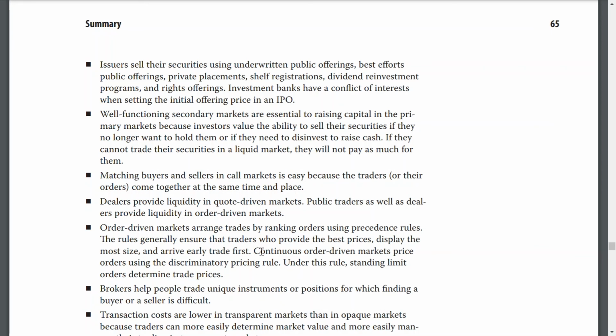Investment banks have a conflict of interest when setting the initial offering price of an IPO. Well-functioning secondary markets are essential to raising capital in the primary markets because investors value the ability to sell their securities if they no longer want to hold them, or if they need to disinvest to raise cash. If they cannot trade the securities in a liquid market, they will not pay as much for them. Matching buyers and sellers in call markets is easy because the traders or their orders come together at the same time and place.